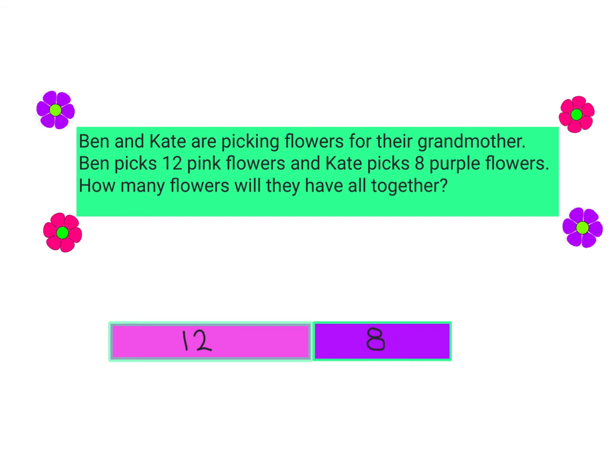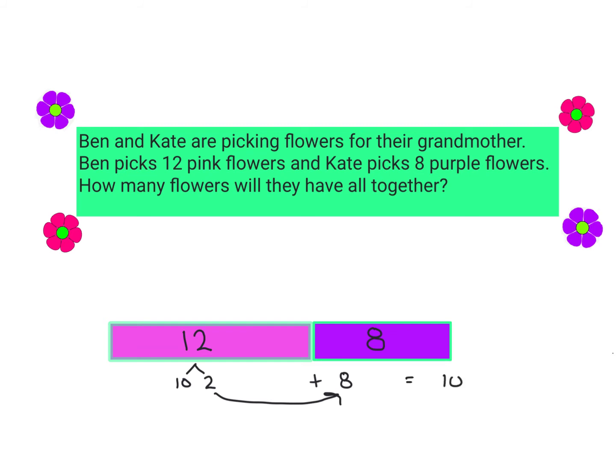So as you recall, Ben had picked 12 pink flowers for his grandmother, and Kate had picked 8 purple flowers for their grandmother. Now, with this strip diagram together, the student can use the make a 10 method by looking at the 10 and the 2, and we're adding that 8 to it. So to recall the make a 10 method, they can add the 2 to that 10.